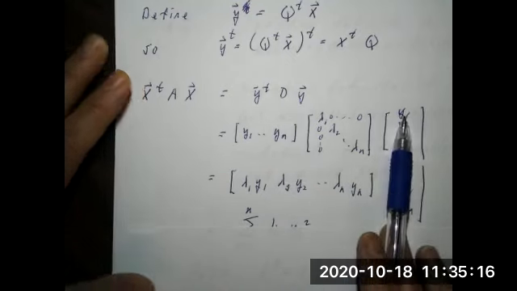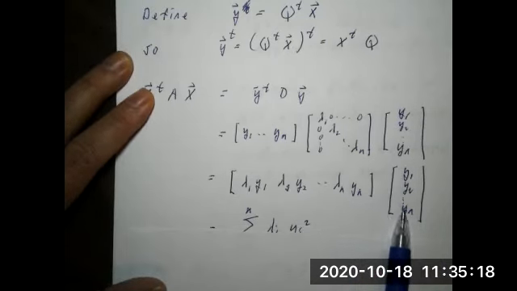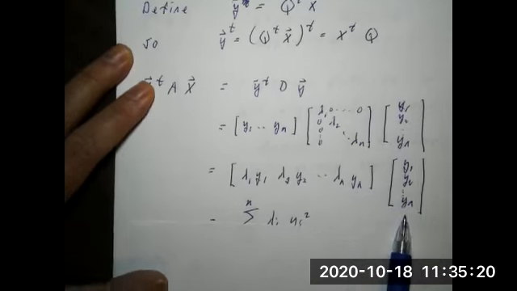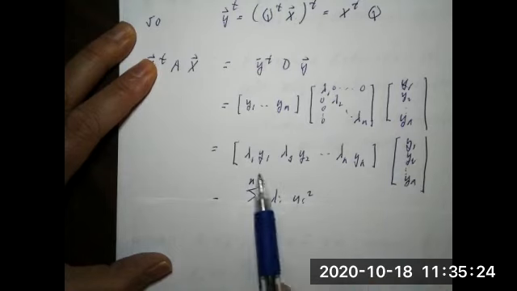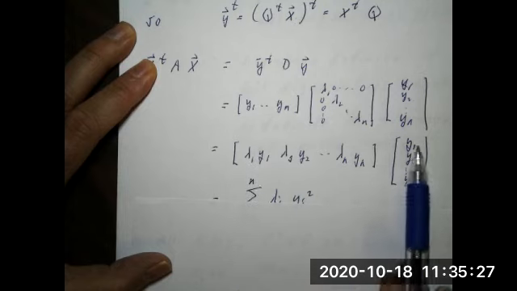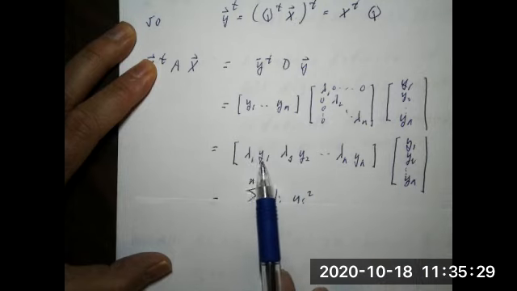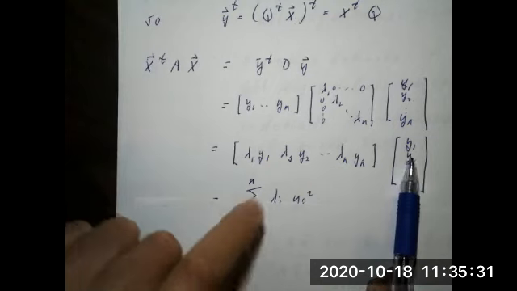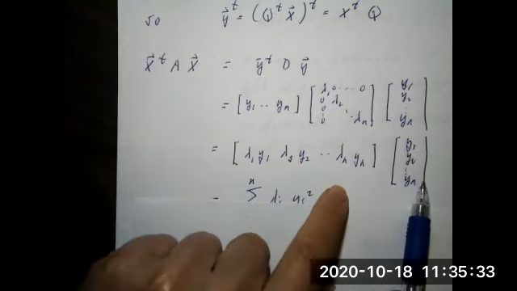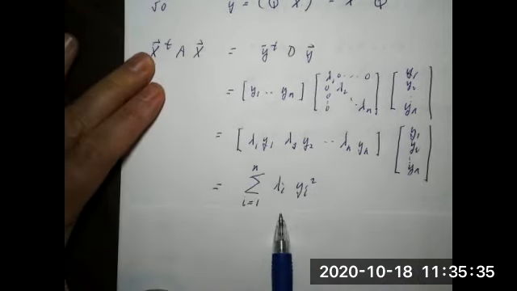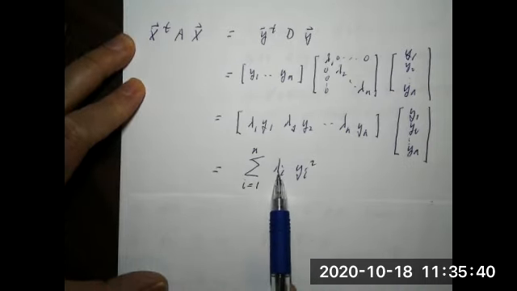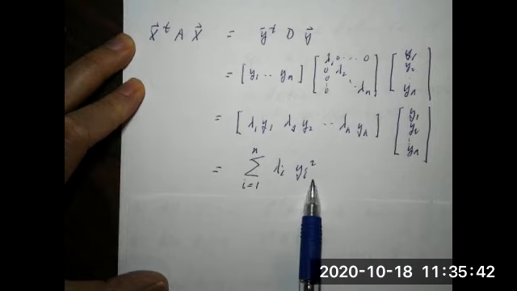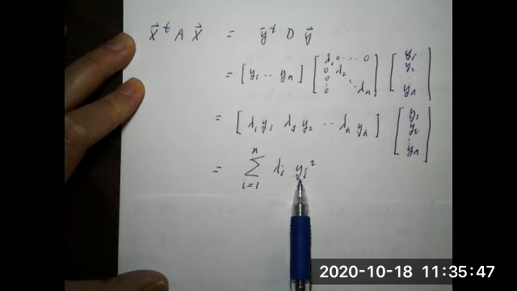And now I'm going to multiply that by the column vector y1 up through yn. So I'll have y1 lambda 1 times y1 again. That would be lambda 1 y1 squared plus lambda 2 y2 squared, so on and so forth down the line. So this is going to simplify to be just the sum from i equals 1 up to n, lambda i y sub i squared.